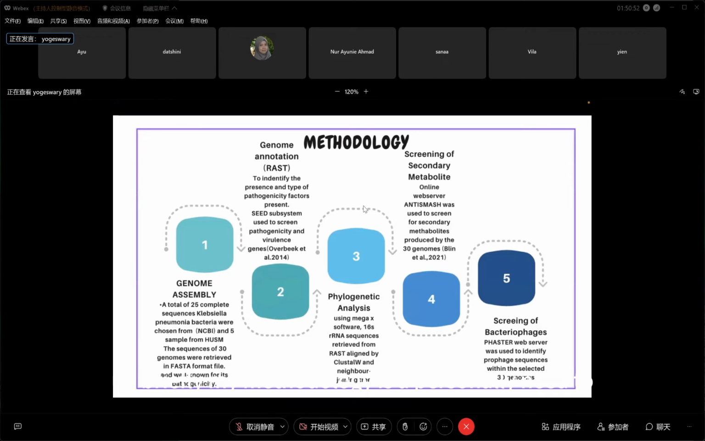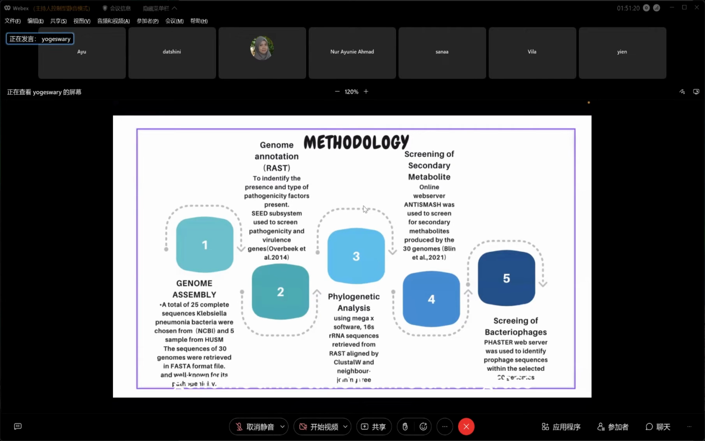Briefly, my methodology: firstly, genome assembly. A total of 25 complete sequences of Klebsiella pneumoniae were chosen from the NCBI database and 5 samples from HUSM. And then the sequences of the 30 genomes were retrieved in a FASTA format file and are well known for their pathogenicity.